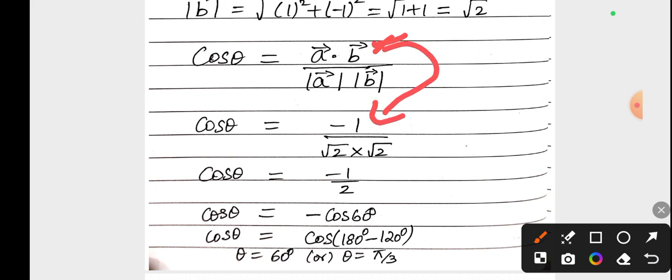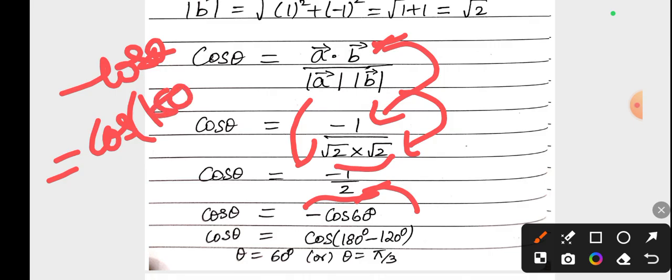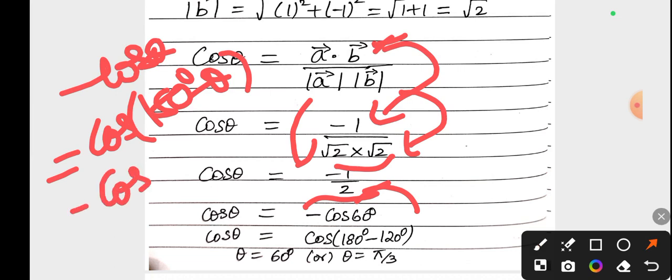a dot b value is minus 1. Magnitude of a is root 2. Magnitude of b also root 2. Minus 1 over root 2 into root 2, value is 2. Clear, check. So cos theta equal to minus cos 60 degree. Then you know minus cos theta, we can write it as cos 180 degree minus theta. Cos 180 minus theta is minus cos theta. So this is minus cos 60 degree. So we can write it as 180 minus 60 degree.